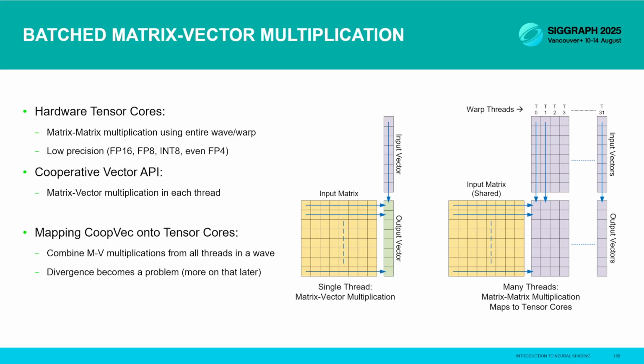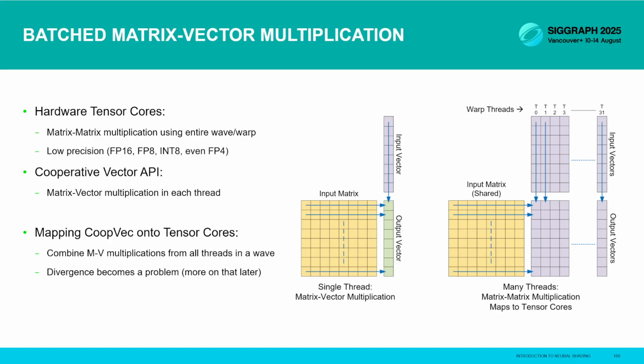NVIDIA GPUs have dedicated tensor cores that perform matrix-matrix multiplication in low precision, such as 16-bit or even 8-bit float. But the cooperative vector API only exposes matrix vector multiplication. So, to map that matrix vector multiplication to the matrix multiplication hardware, we leverage the fact that the GPU operates on groups of threads called waves or warps simultaneously, and the single matrix multiplication is handled by an entire warp.